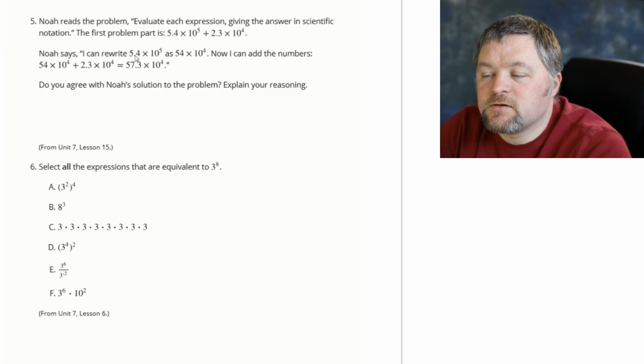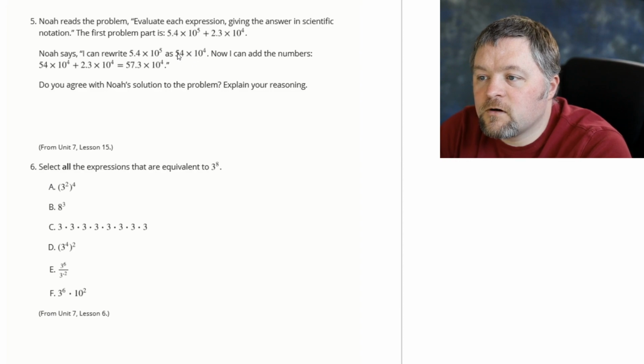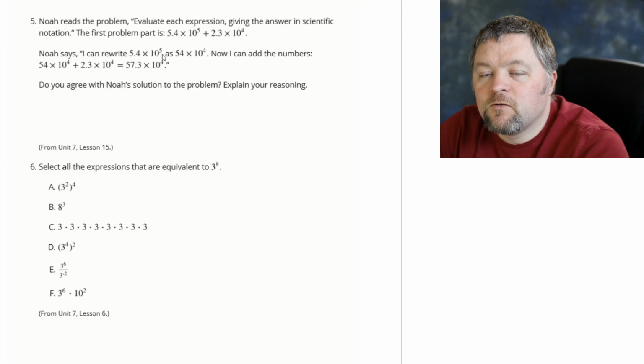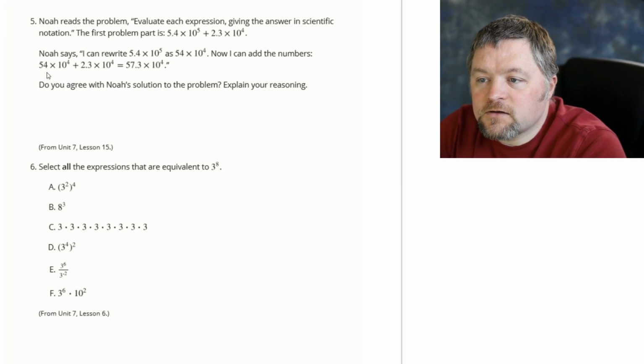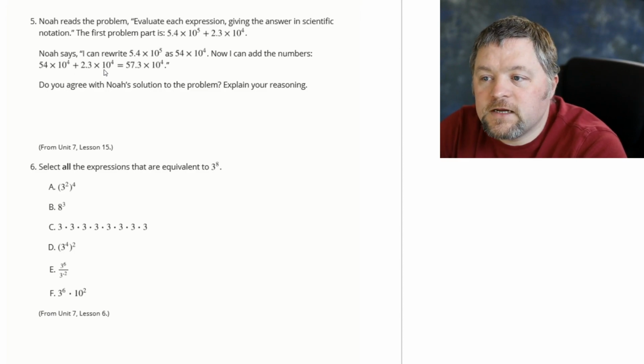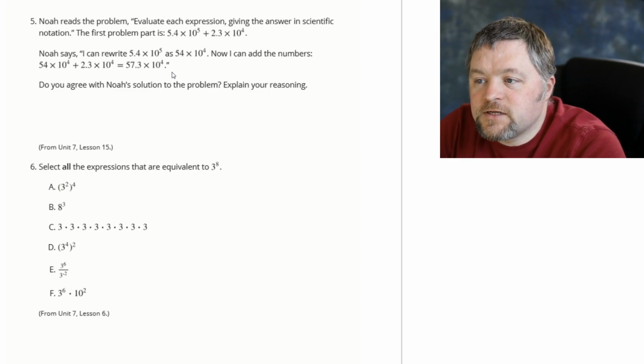He moved the decimal point one spot this way. It changed from 5.4 into 54 because the decimal point was moved over, so we had to subtract 1 from the exponent. That works. Now I can just add the numbers. 54 times 10 to the 4 plus 2.3 times 10 to the 4 equals 57.3 times 10 to the 4.